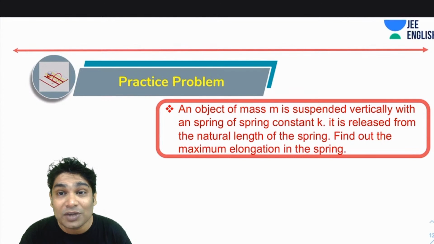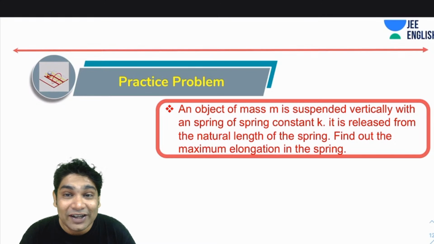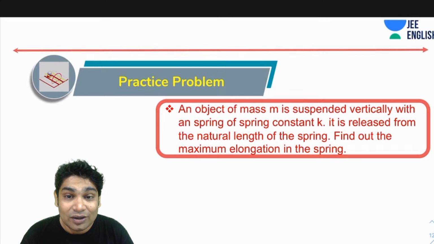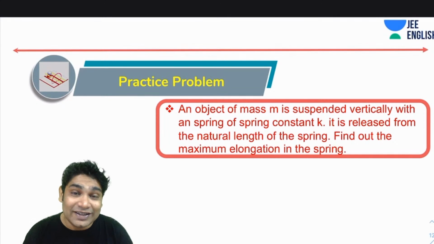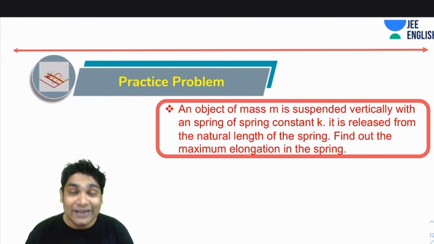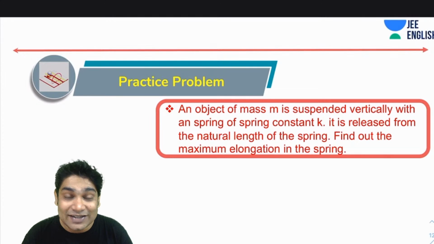You've been told an object of mass m is suspended vertically from a spring of spring constant k. It is released from the natural length of the spring. You have to find the maximum elongation of the spring. If you try to solve this problem with the help of Newton's laws, trust me, it gets very, very complicated. With the help of conservation of mechanical energy, the solution is very, very easy. And that's the power of this new tool that you have acquired. So let's try this problem. Let's see what the answer comes out to be.